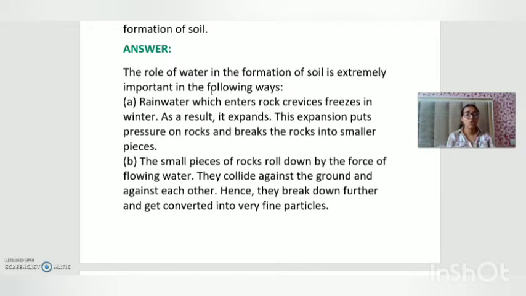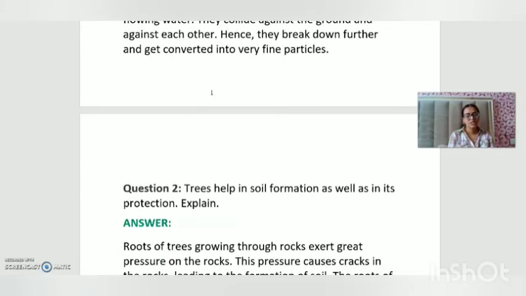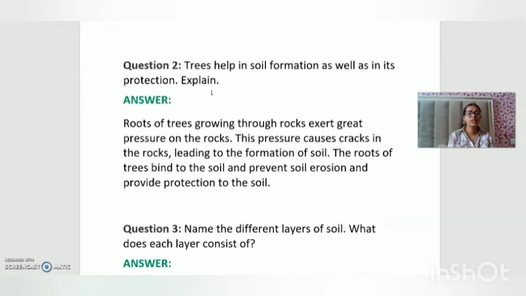Second is, the small pieces of rocks roll down by the force of flowing water. They collide against the ground and against each other. So student, with this, they break down further and get converted into very fine particles. So this is the reason.